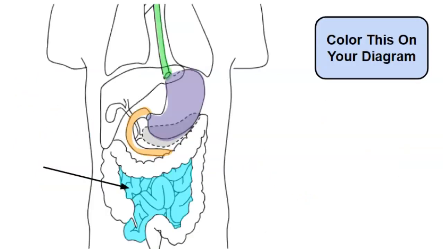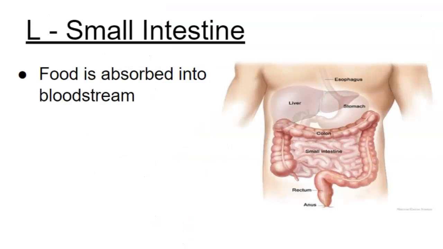Technically, the rest of the small intestine has other fancy names. There's a name for the middle part. There's a name for the ending part. We're not going to learn those names. If you take an anatomy class, you might learn those. In general, in the small intestine, this is where our food is going to get absorbed. So it's going to go from the intestines into our bloodstream. And you might wonder, well, how does it do that?